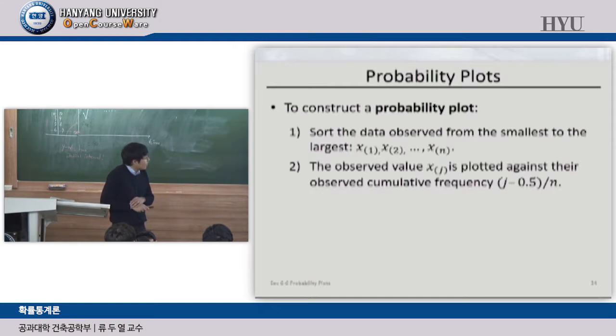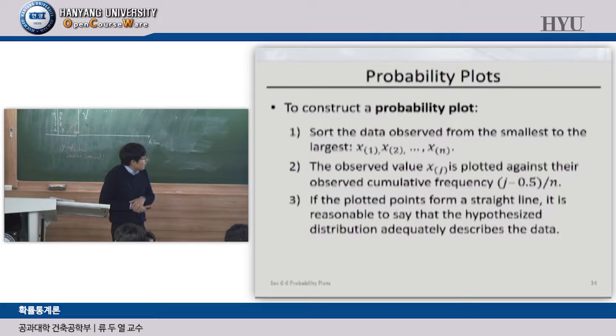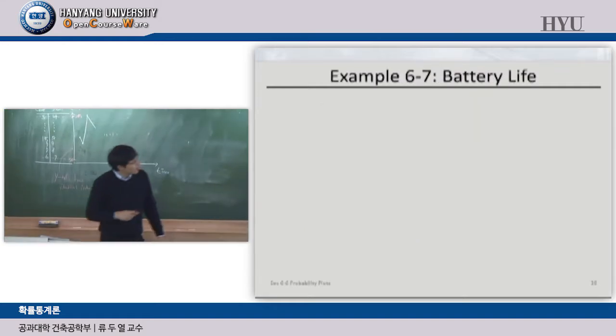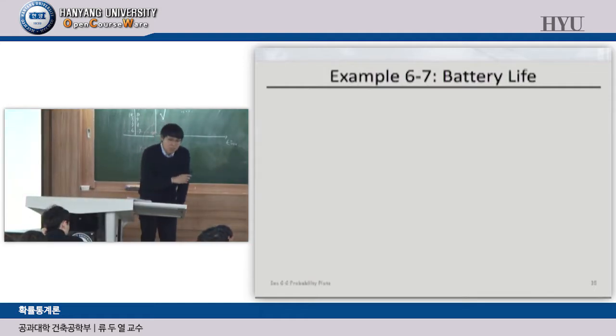Okay? So this equation is the cumulative frequency. This is the second step. We need to calculate the cumulative frequency. And the last step is that if the plotted points form a straight line, it is reasonable to say that the hypothesized distribution adequately describes the data. Okay? So these are the steps to construct a probability plot. And you can easily understand the probability plot from this example.